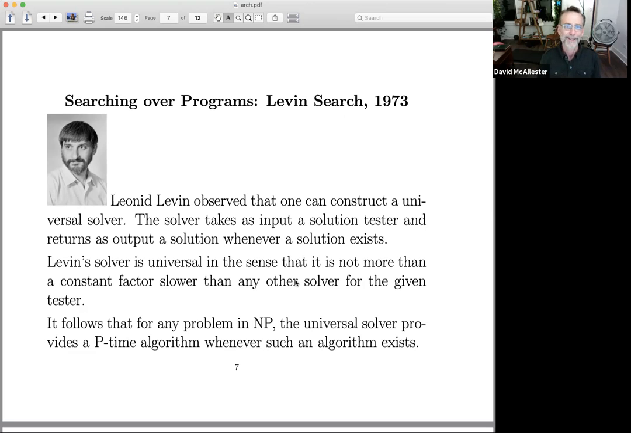So now we're going back to the middle 20th century, 1973. And Leonid Levin proved this, if you say it the right way, it's kind of shocking. He proved this theorem that for any problem in NP, so Boolean satisfiability, any problem that has a non-deterministic polynomial solution, if there exists a polynomial time solution, let me put it a different way.